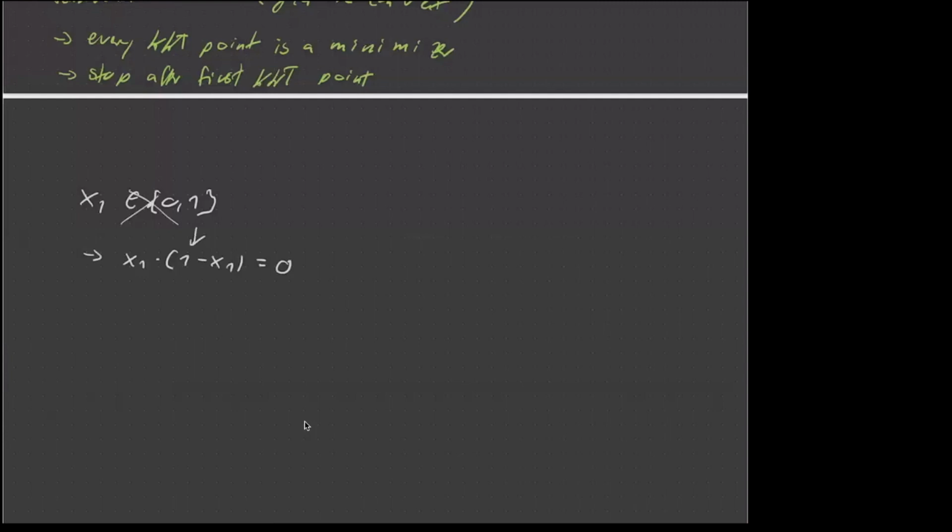And of course, you can do this in more general terms. If you have, for example, a variable that can become 0, 1, or 2, then you can use something like x2 times (1 minus x2) times (2 minus x2) is 0. As long as you have an upper bound, that will work.